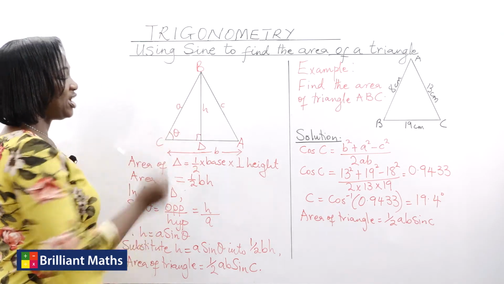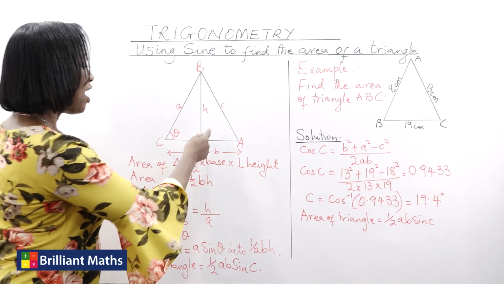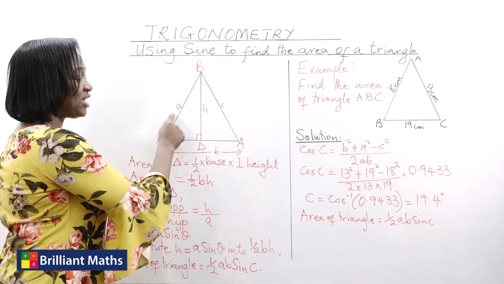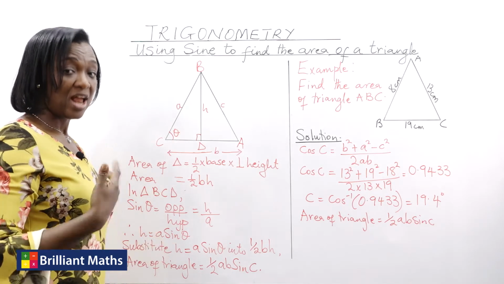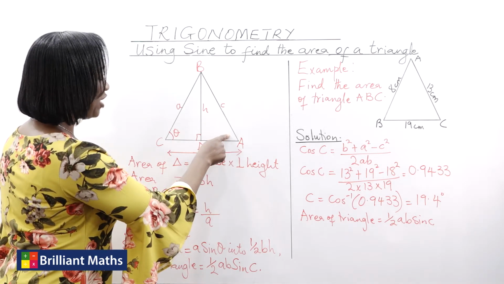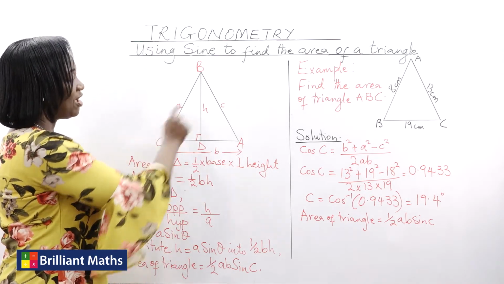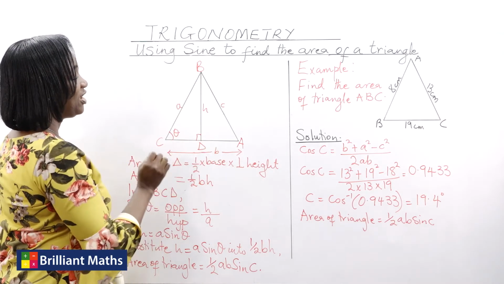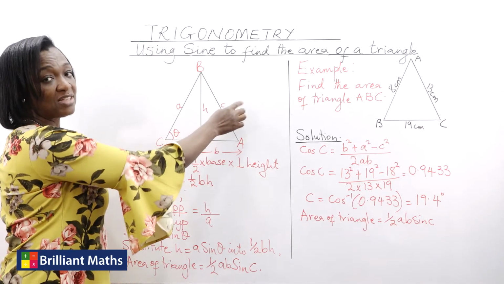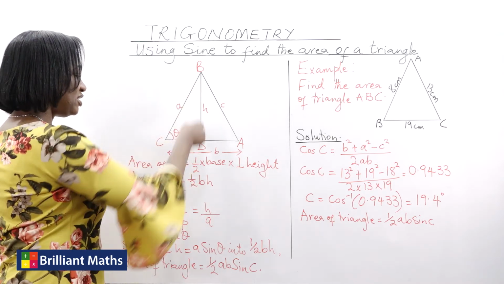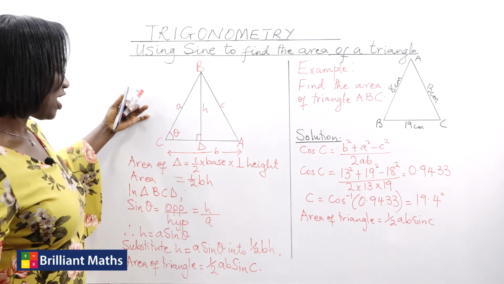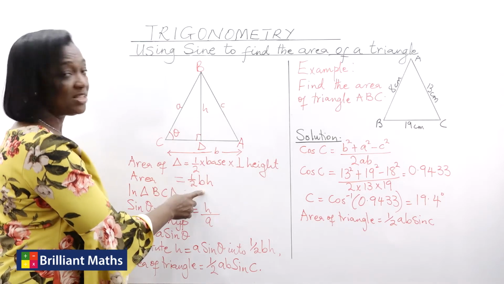So we name that h. And the line opposite an angle takes the lowercase letter of it, as we have learnt. So that's our angle A, so that's side a. Angle B, side b, and then angle C, side c. But our height is h. So the area of this triangle is half base times height.